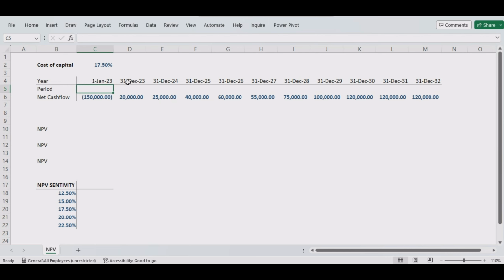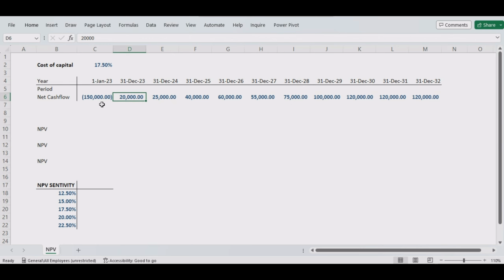Then we also have the times. So these are the times at which we expect the cash flow. So these are net cash flow. So 1st January 2023, you make an investment of 150,000. Then at the end of the year, which is the close of 2023, you make 20,000 in net cash flow. Then all the way up to the end of 2032, where you'll be making about 120,000 per year.